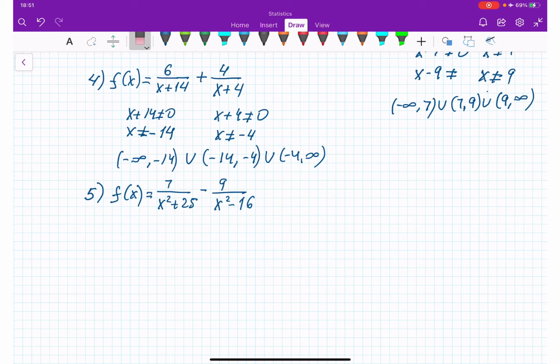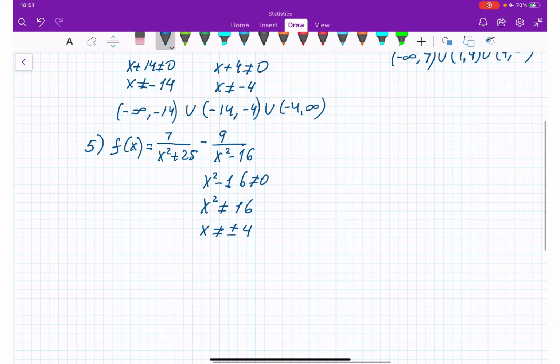But a different story, x squared minus 16. So let's see. x squared minus 16 cannot be equal to 0, which means x squared cannot be equal to 16, right? Once I'm moving 16 to this side, the negative will become positive, correct? All right. So x squared cannot be equal to 16, which means x cannot be equal to plus or minus 4.